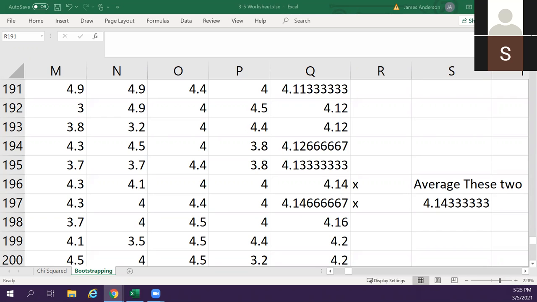Population versus sample. If you're doing a Z, you have a population standard deviation. A T distribution, you have a sample. So that's the main difference.